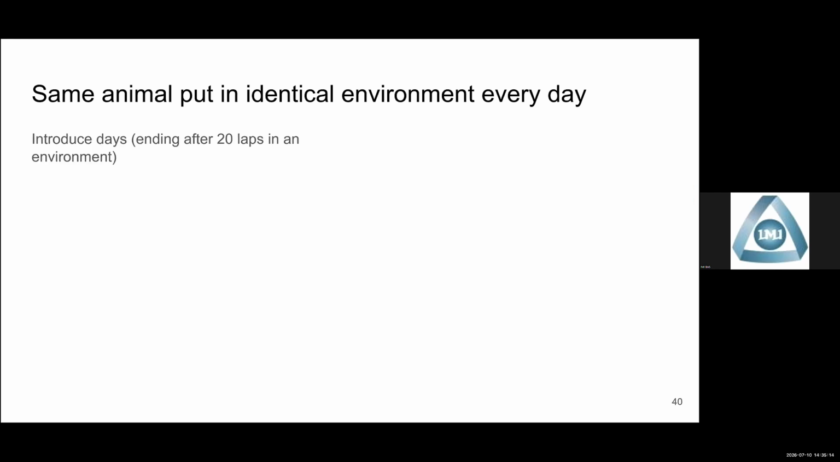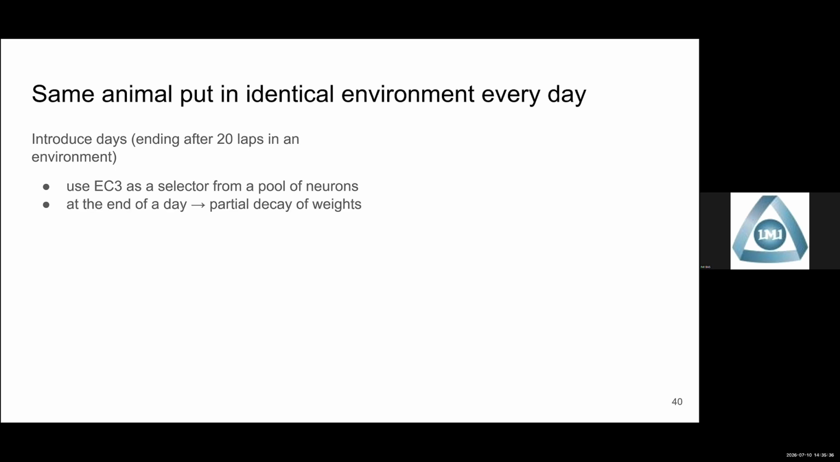And so what I then do to represent this in my model is I introduce days. I end my simulation after 20 laps in an environment. I use EC as a selector of neurons. So I have a big pool of neurons now, and I say you 100 neurons are allowed to have plateau potentials and the rest not. And then the next day, another set of 100 neurons can have a plateau potential.